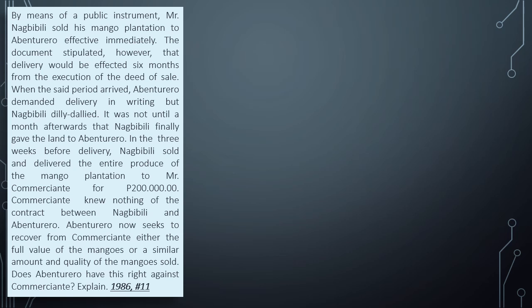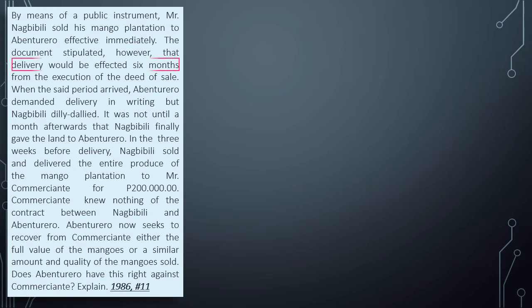So let's apply what we have discussed. What are the contractual obligations in this contract of sale? The debtor has the obligation to deliver the mango plantation, the thing itself, as well as its accessions, accessories, and the fruits. When will he deliver that? It says from the moment of the perfection of the contract. Since this is a consensual contract, it was perfected by mere consent. But that rule is not absolute because the parties can agree to a different period or to a different time.